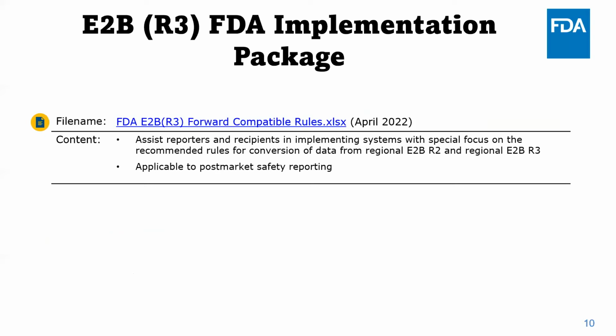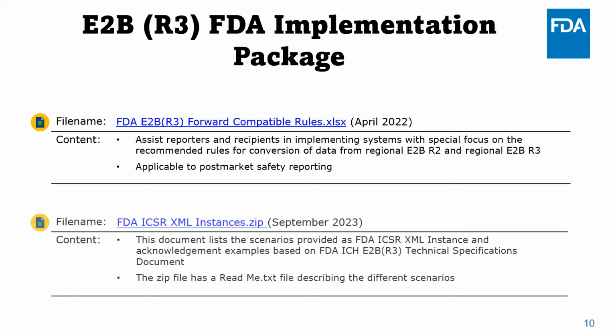We also provide something called forward compatible rules. This is basically a document that we use where, if you were submitting safety reports using the ICH E2B R2 standard, how do you move to R3? So that is the forward compatible rule document. And then finally, we have given some example instances of the XML file, how it will happen.